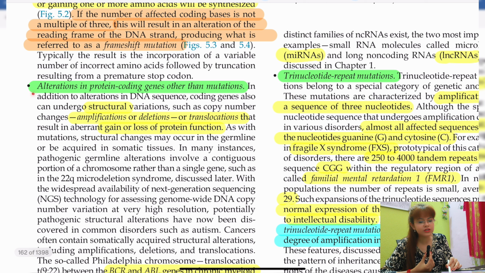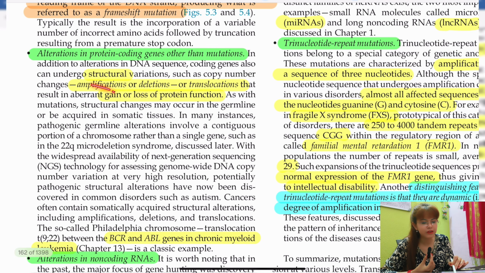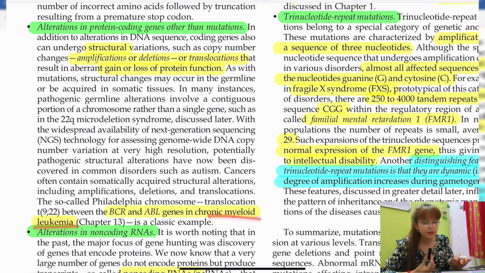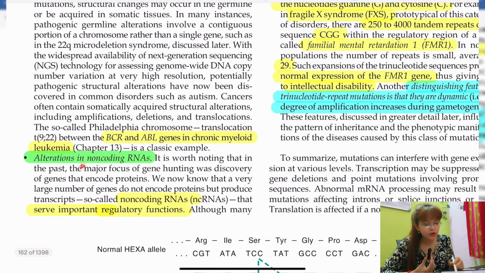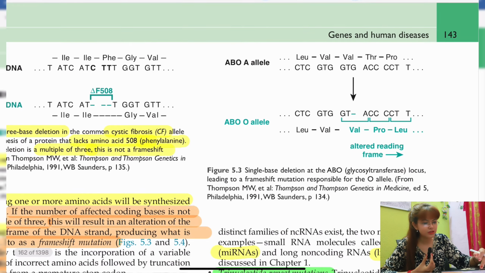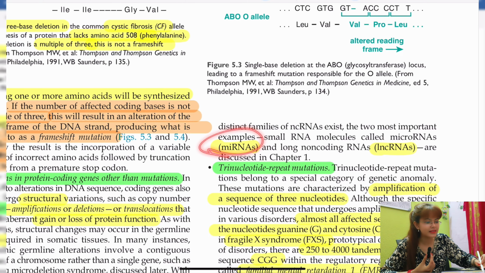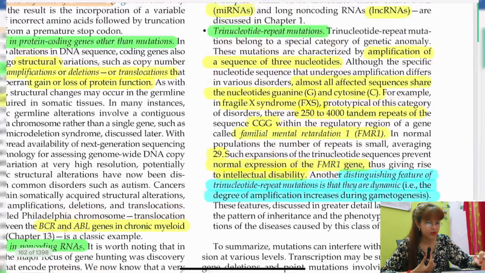Now, if you talk about the alterations apart from the mutations happening in the protein coding genes, they are the amplifications or the deletions or the translocations, okay, resulting in gain or loss of protein function. This amplification, deletion, translocation, for example, in the BCR-ABL in CML. This is just an example. And if you talk about the non-coding RNAs, I've already explained this before, that these serve important regulatory functions, and these miRNAs and the long non-coding RNAs play an important role here. This is a very important short note which is explained in the first chapter.